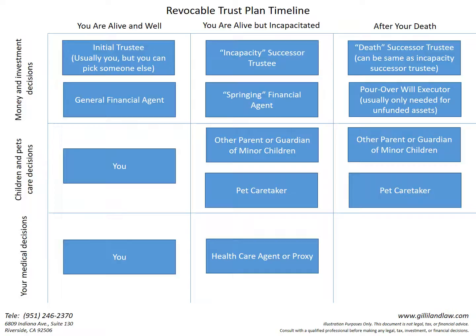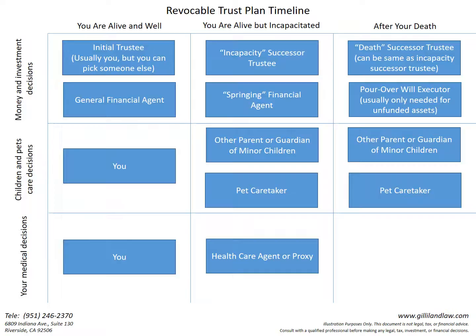Now, children and pets: the other parent if they're still alive, or you can appoint a guardian for minor children. Okay, and the same with the pet caretaker. Not very different from incapacity at all, really. Now, your medical decisions, obviously you're gone, so we don't really care about that. But when you look at this, remember, estate planning is for these three areas. You're alive and well. So what benefit do you get from there? You get the benefit of knowing that should you become incapacitated, should you pass away, your assets and your family, loved ones, whoever it is you wish to take care of, your pets, are taken care of.